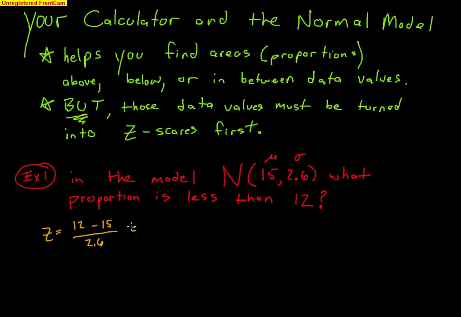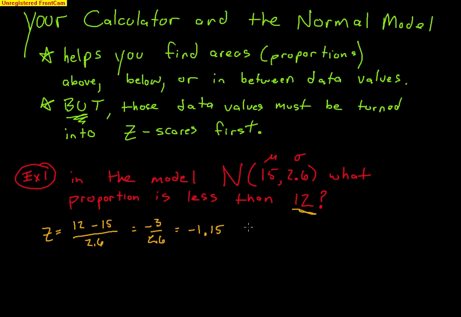So on my calculator, I'm going to do 12 minus 15, hit enter, get -3. That's -3, or you could just do that in your head if you want. And then you're going to divide that by 2.6, and we get -1.15. Always 2 decimals, please. So this tells us that this 12 is kind of a special value. It's definitely below the mean, and it's a little bit more than typical. Typically, you could be within -1 standard deviations, but we're a little bit lower than that.